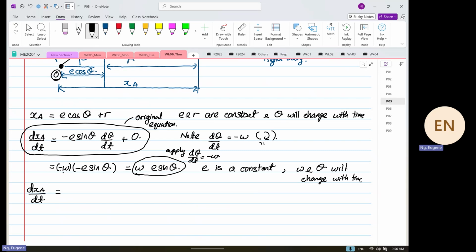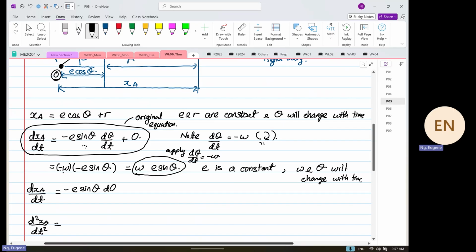Okay. So what we are going to do is d squared xa over dt squared. But which one will you use? You use this original equation. Are we clear? So you will tend to use the minus e sine theta d theta over dt. Are we clear? Why is that? Because mathematically, when you differentiate this, it's minus e sine theta d theta over dt.